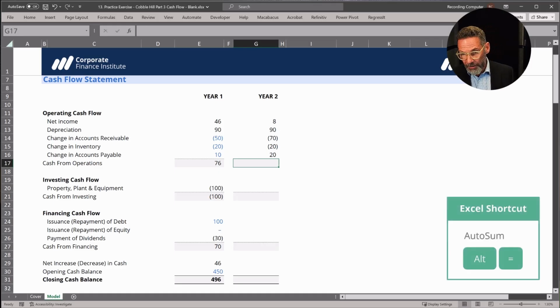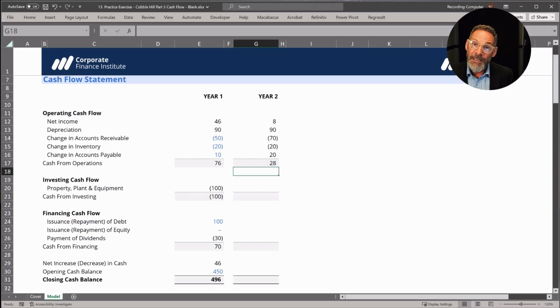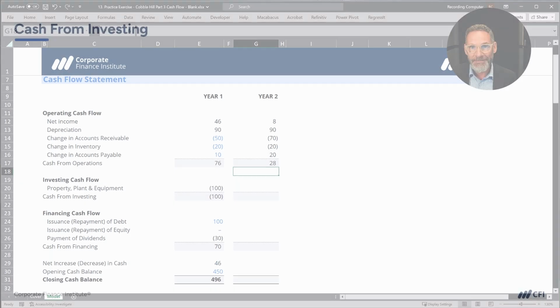And then I'm just using alt equals to sum that up. And congratulations, we've done the first section of an indirect cash flow statement focusing on operating cash flows. We are now going to turn to the second section of a cash flow statement, and that's cash from investing.